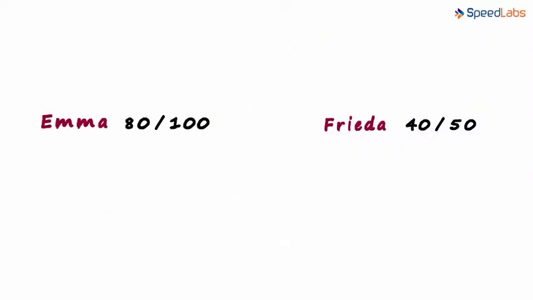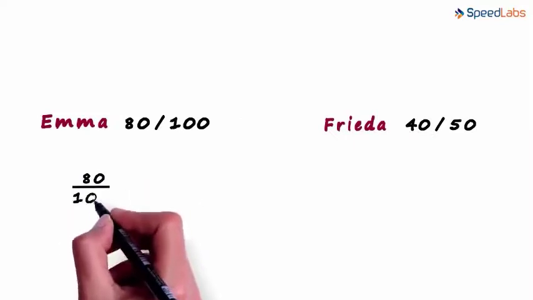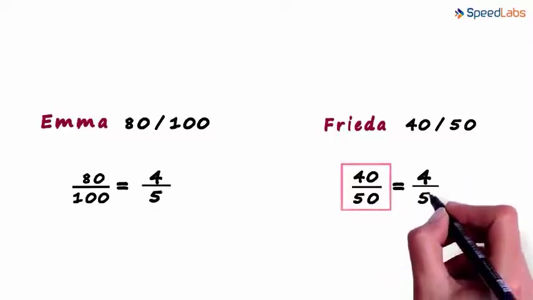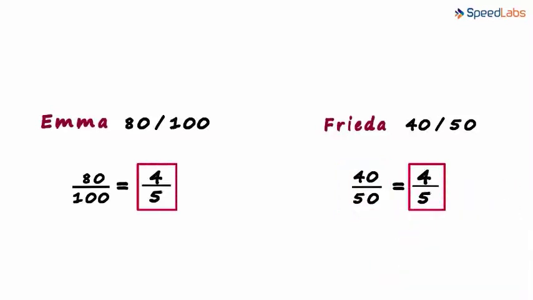In simple terms, what we really need to do is compare the ratios 80 by 100 and 40 by 50. 80 by 100 in its simplest form is 4 by 5. 40 by 50 in its simplest form is also 4 by 5. As both these ratios are equal, we can say that both of them performed equally well. Here, we reduce the ratios to their simplest forms to compare them.